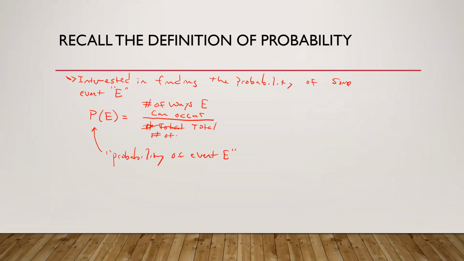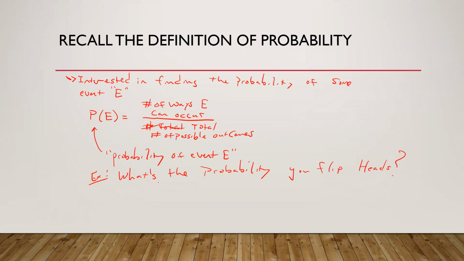Total number of possible outcomes. All right, so just like a real super simple example, okay? What's the probability you flip heads on a coin? Well, we all know this, right? Like we know it's 1/2. But this is how I'll write it.